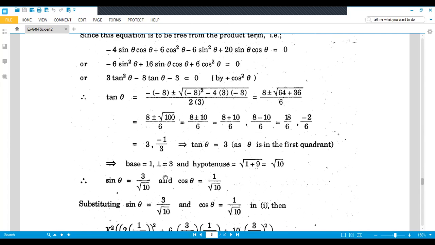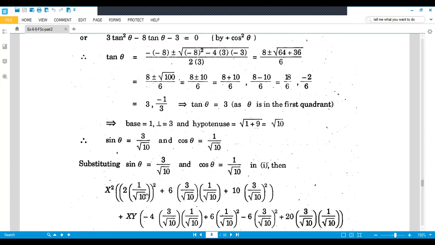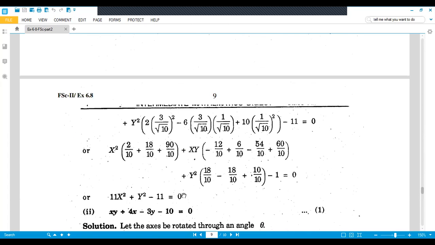So here we get the sine theta and cos theta values, and we substitute in the original equation. So we get the transformed equation. This is the transformed equation. So this is the last part of the second part. You will do it by yourself just like this. So this is the last question of exercise 6.8.